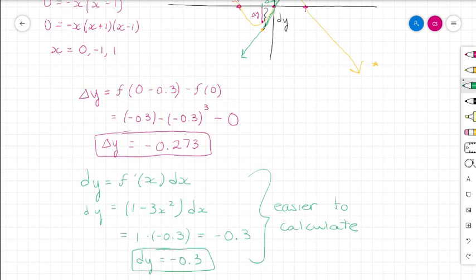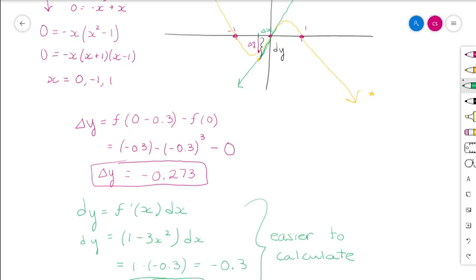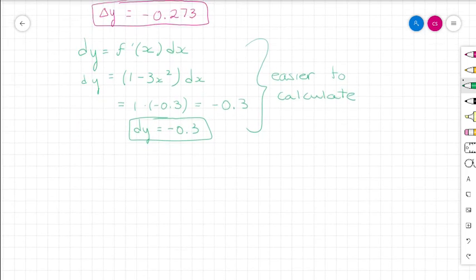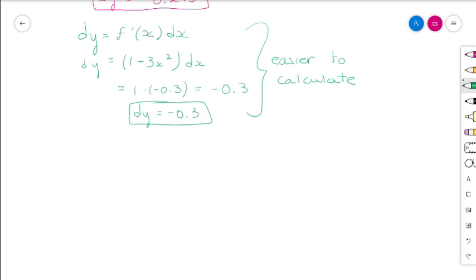And so here's what we've done. We can use dy, the vertical distance on the tangent, to approximate the vertical distance on the curve. And dy is an approximation of delta y, and dy is easier to calculate. So that's the moral of the story. We can calculate a change easier on the tangent line.